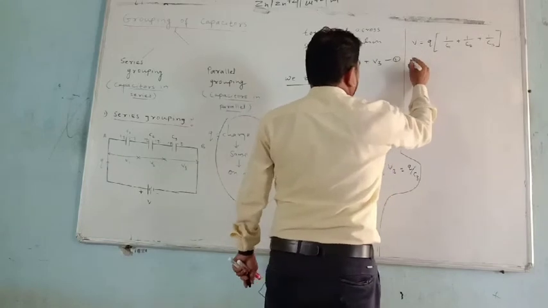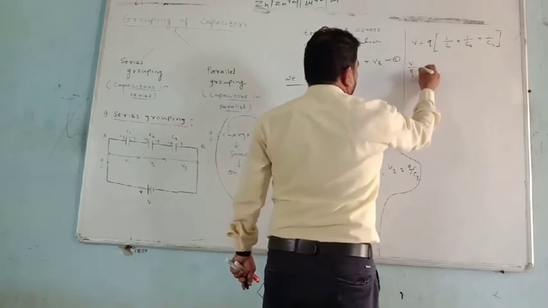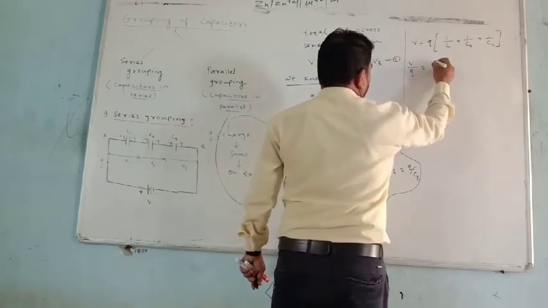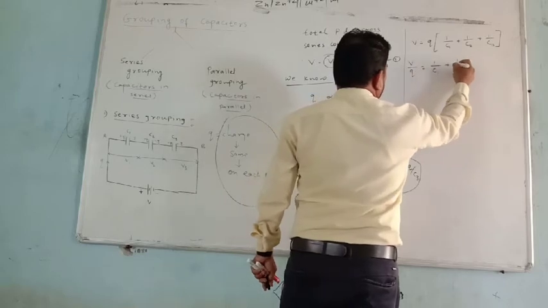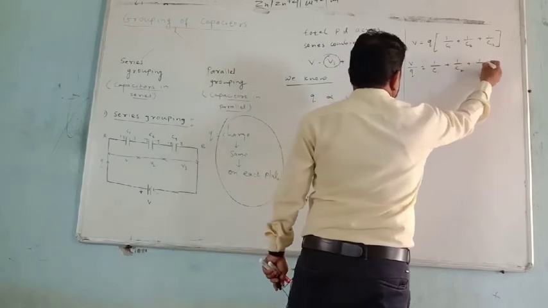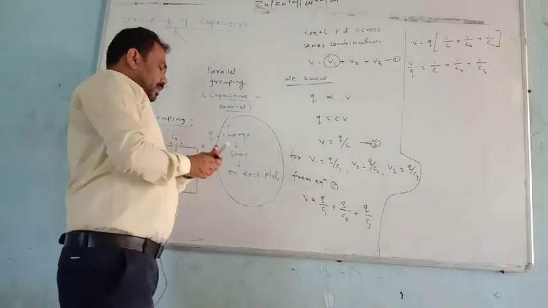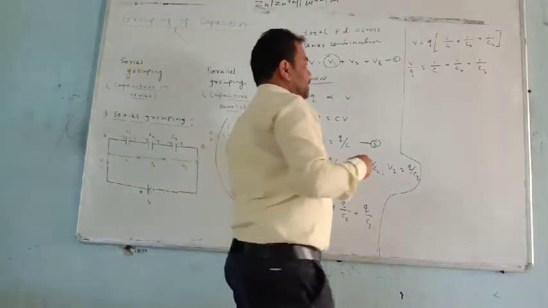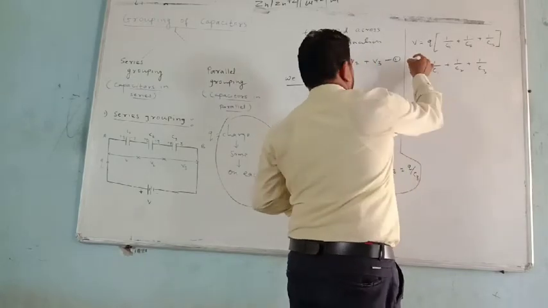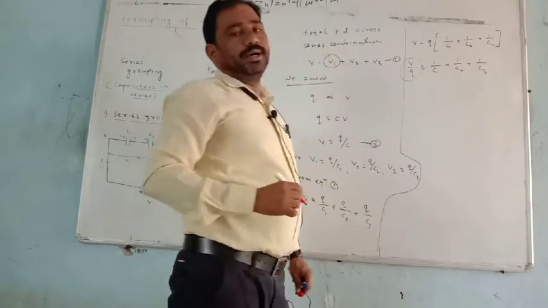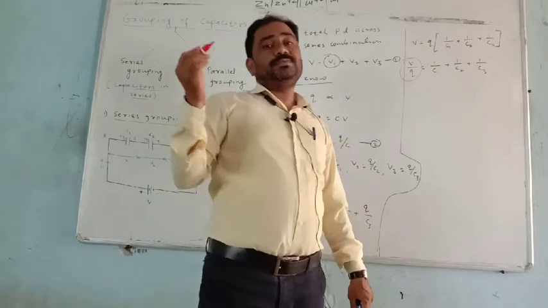So these terms we can write V by Q. It is exactly equal to 1 by C1, 1 by C2, 1 by C3. Now here one question may arise: what is V by Q? Potential difference upon charge means what?